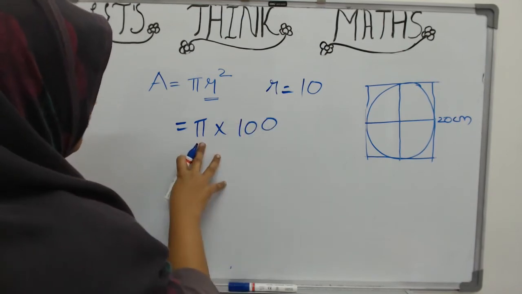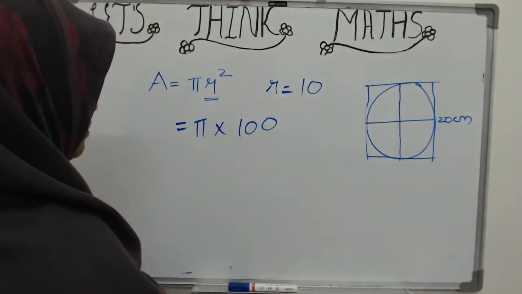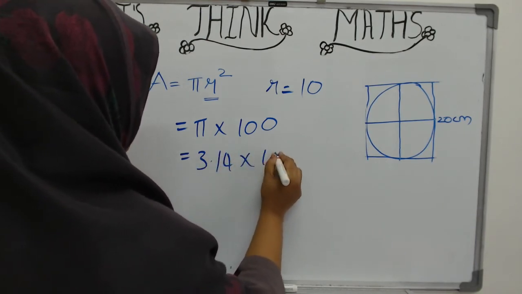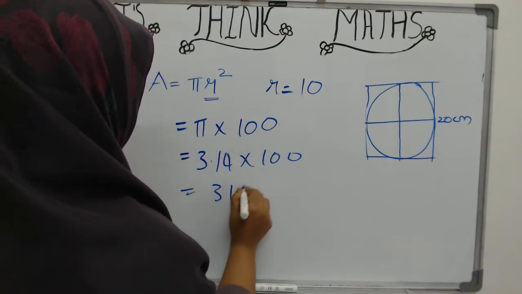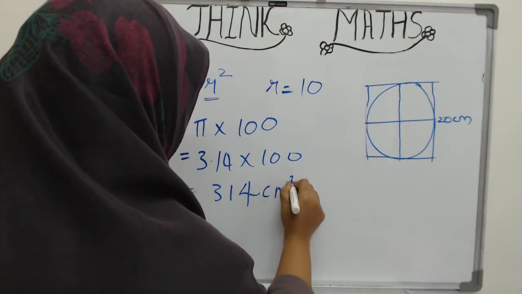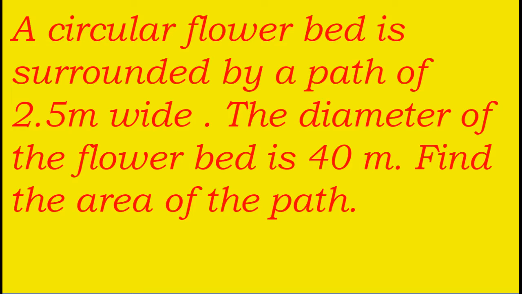Now what value of pi will you use? Do not take 22 by 7. That's going to make it very difficult. Take this value. That's all. And do not forget the unit, centimeter square. That was an easy one, right?